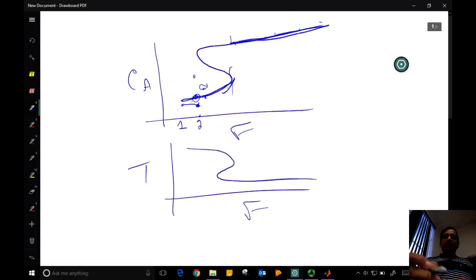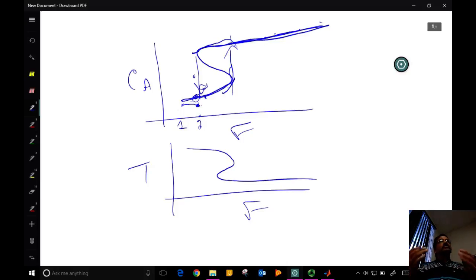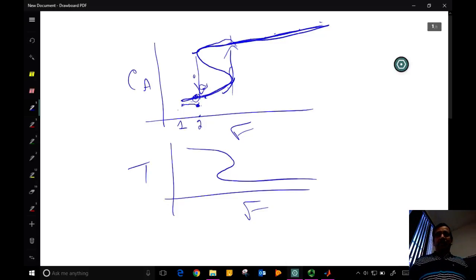Okay? And then you start with this one and go back, you'll be able to come back all the way here and then it will jump to this. You will never get the intermediate branch. Okay? And that branch is the one that is unstable. So to be able to get that, you need to use something called an arc length continuation method that we will also see when we look at the numerical methods.